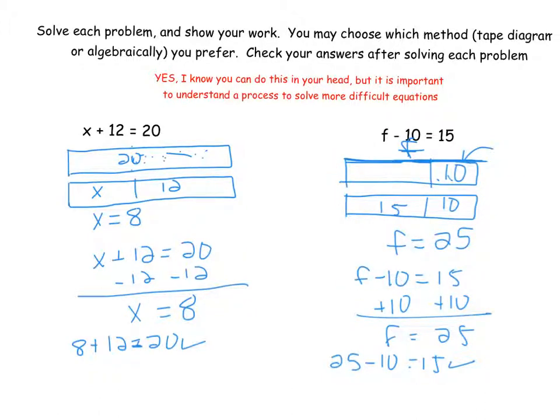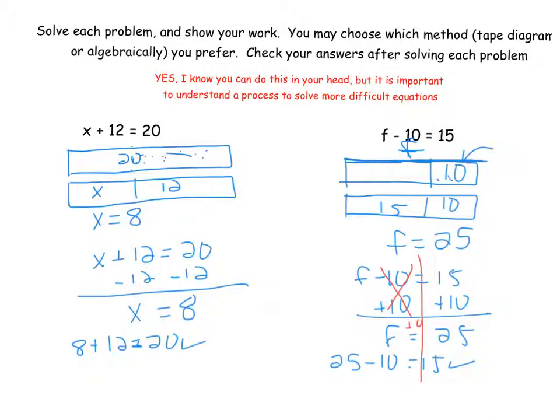If you do it algebraically, what would we have to do to this minus 10 to get to f plus 0? And again, we could write in f plus 0 like that, but we don't need to because f plus 0 is just going to be f. So the minus 10 plus 10 cancels out. If you do the plus 10 to one side, you have to do it to the other. So 15 plus 10 is 25.